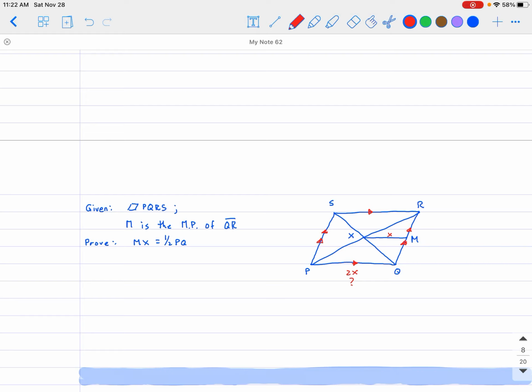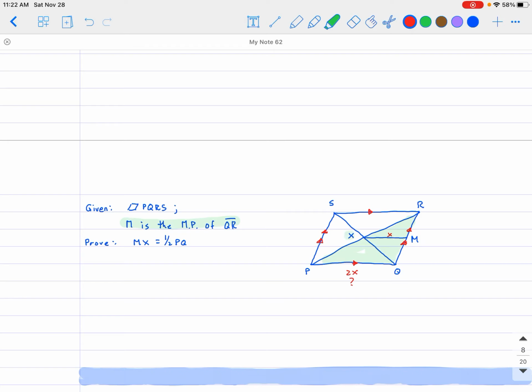Okay, now definitely from what I'm seeing in this picture, as a strategy I want to use the midline theorem, because if you notice the conclusion, I want to prove that XM is going to be equal to half of PQ. Now, in order to use the midline theorem, I need to know that M is the midpoint, which is given to me. So great, that's one part.